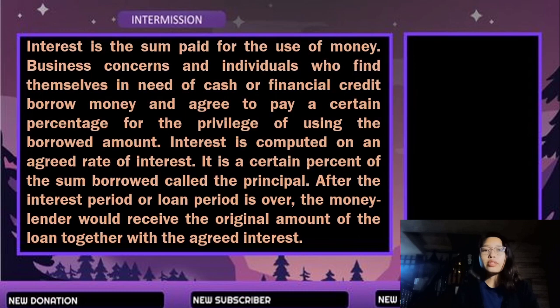Interest is the sum paid for the use of money. Business concerns and individuals who find themselves in need of cash or financial credit borrow money and agree to pay a certain percentage for the privilege of using the borrowed amount. Interest is computed on an agreed rate of interest. It is a certain percent of the sum borrowed, called the principal. After the interest period or loan period is over, the money lender would receive the original amount of the loan together with the agreed interest.